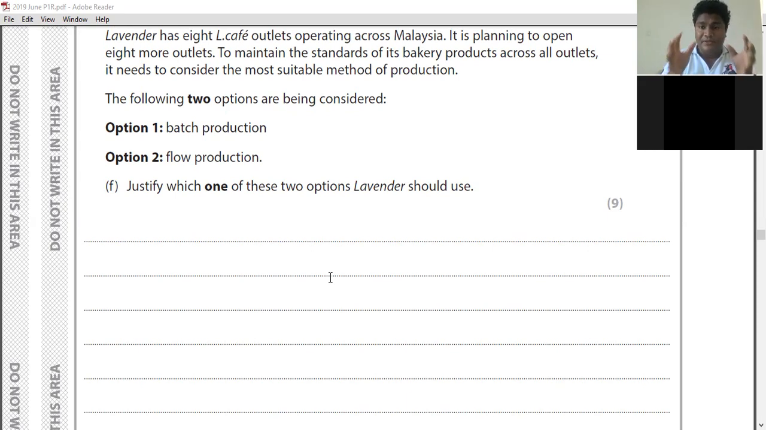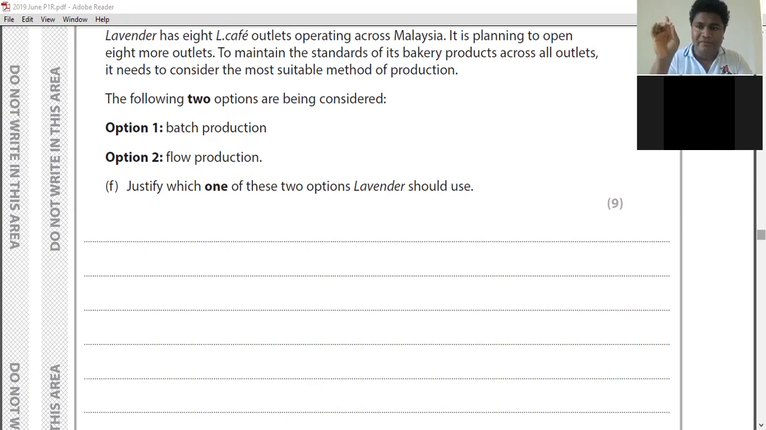Okay, so make sure the space is limited. For a 9-marker, only 18 lines, a concise answer you have to write, right? You can't write long stories. For a 12-marker, you have space, about 1.5 pages. But for a 9-marker, less than 1 page you have to write. So make sure it's not the quantity, the quality of the answer that matters. Make sure to write the application first of all.